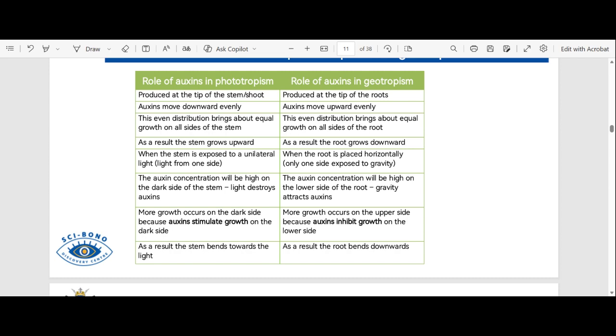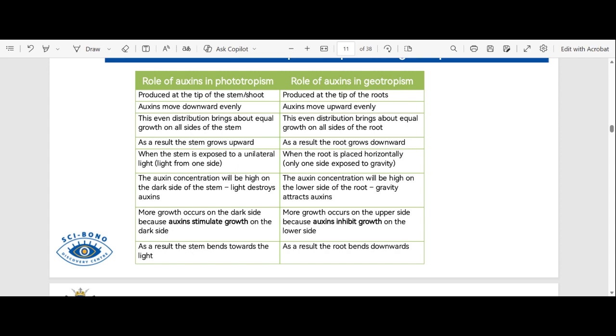Okay, so when a stem is exposed to unilateral light, it means that the auxins will move away from the light. They'll go to the darker side because they're sensitive to light, right? Causing the darker side to grow more than the lighter side. So the darker side will grow more, causing the stem to bend towards the light. Okay, now let's look at the role of auxins in geotropism.